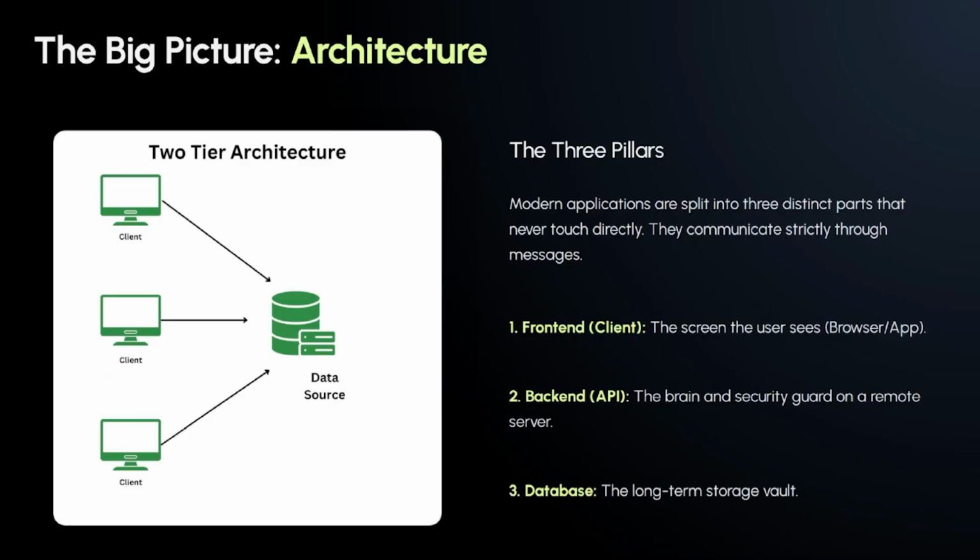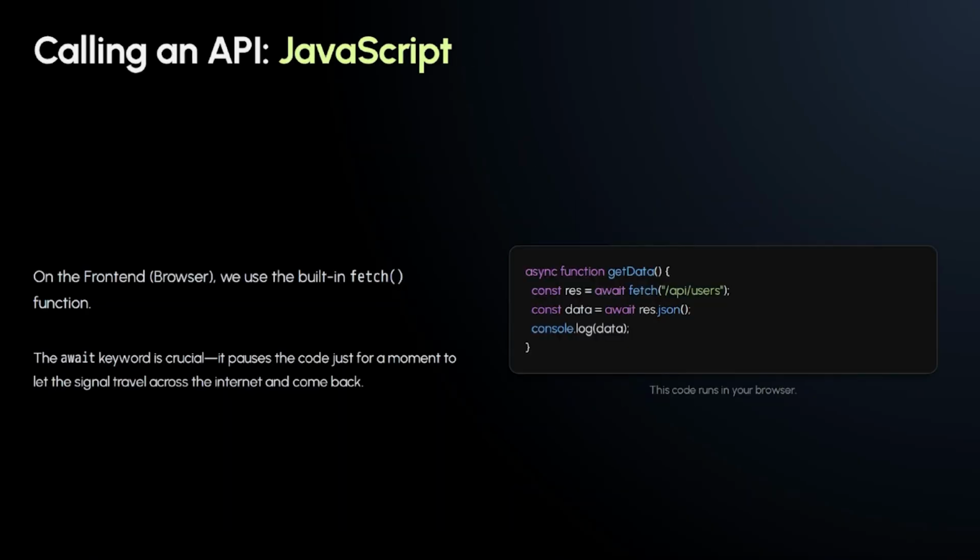And the third is the database. That's the warehouse where the data lives permanently. These three layers communicate strictly through messages, and they do not share memory. They simply pass notes back and forth like we did in high school, right? Now, how do we start this communication though?